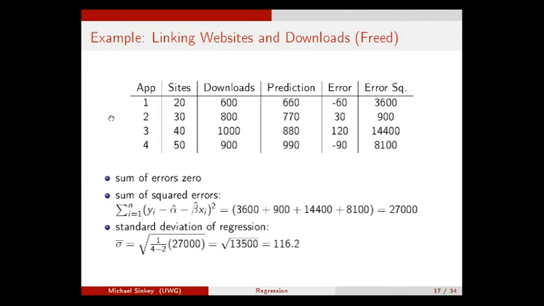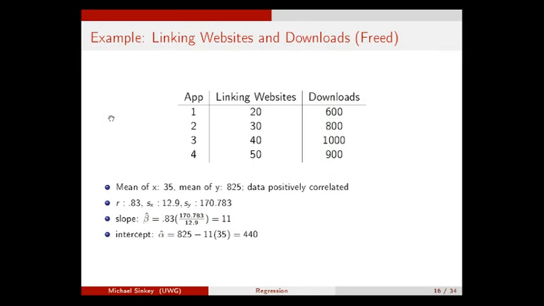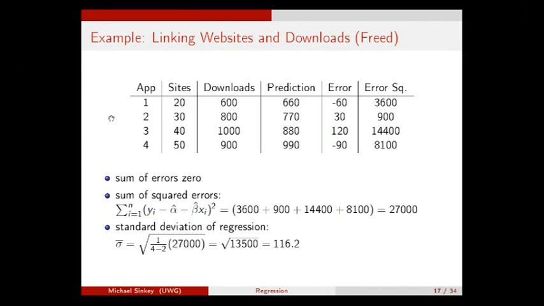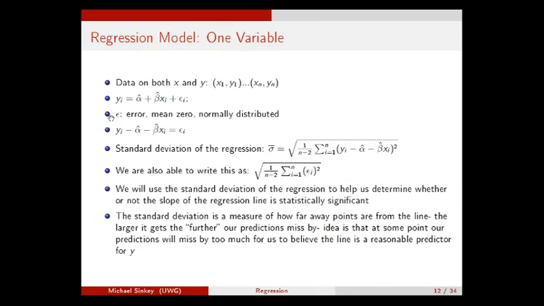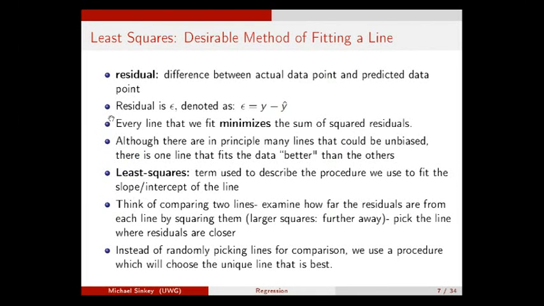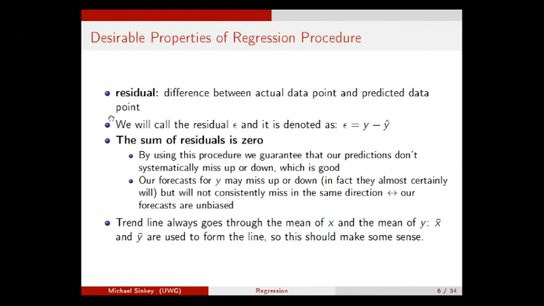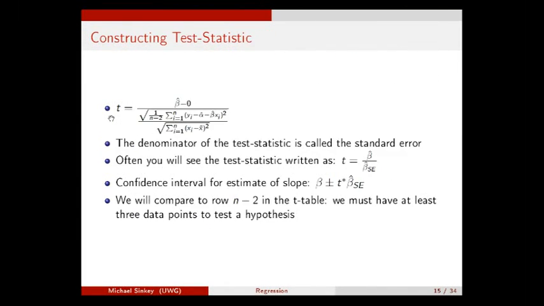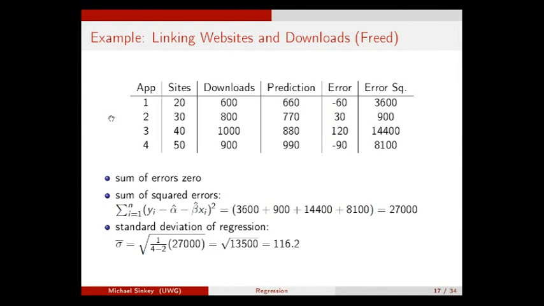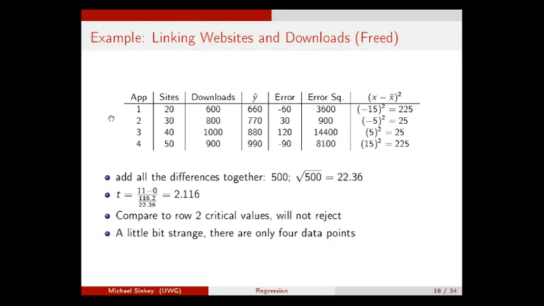How do I write the line down? I write it down as y hat is equal to 440 plus 11x. Now I know the sum of errors is going to be 0. That is a point of emphasis. The sum of residuals is 0. Residuals, prediction errors, same thing. How do I find the errors? I plug in the information into a point.